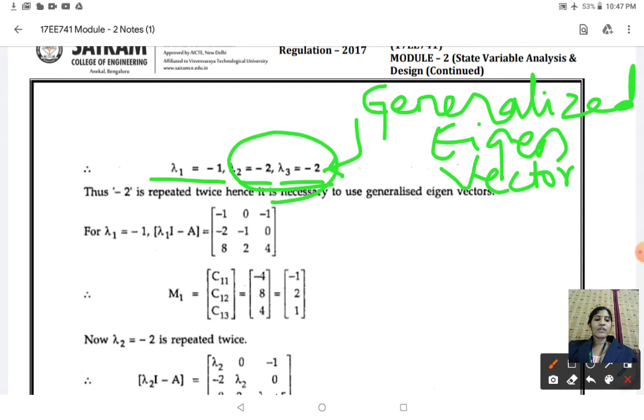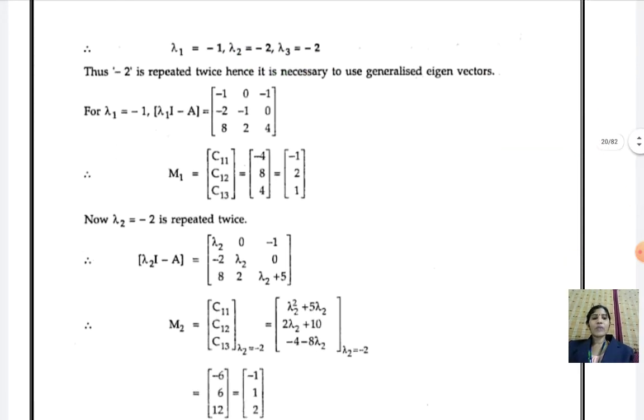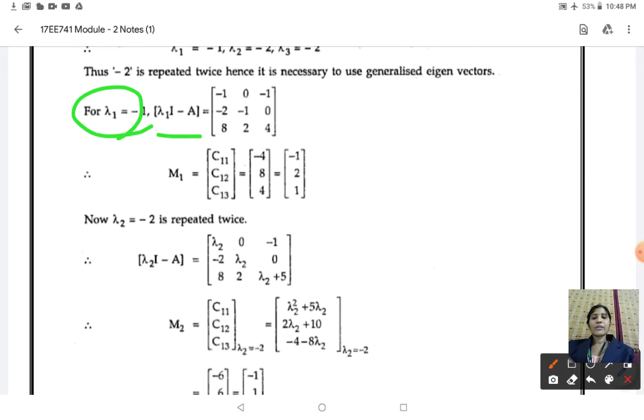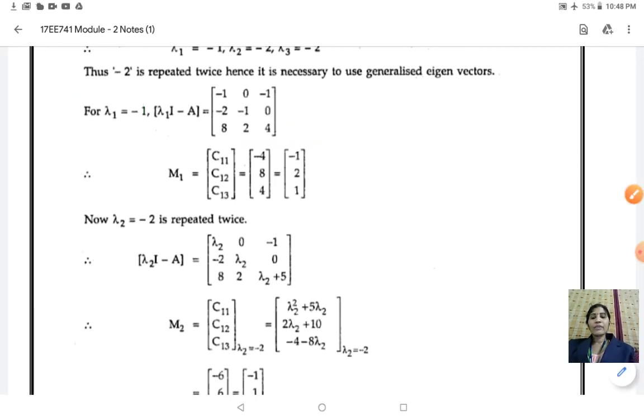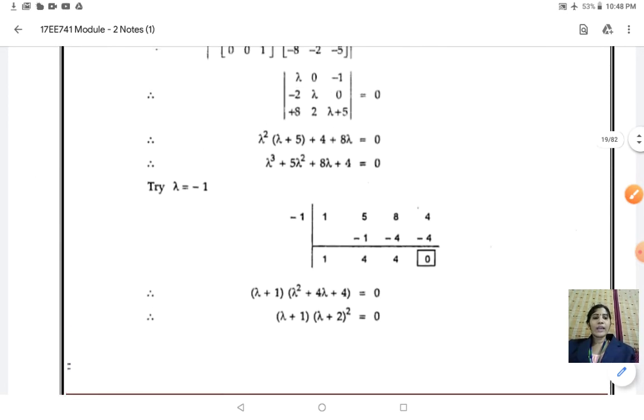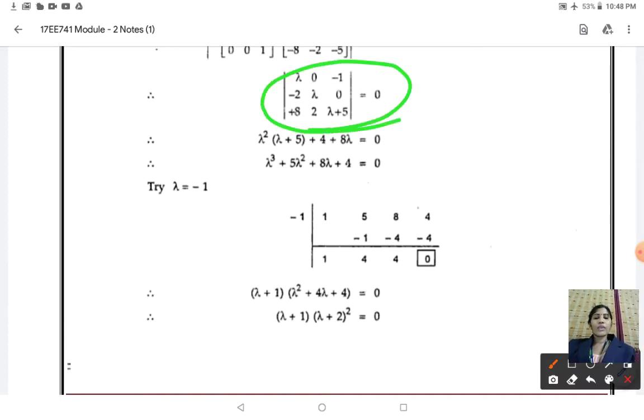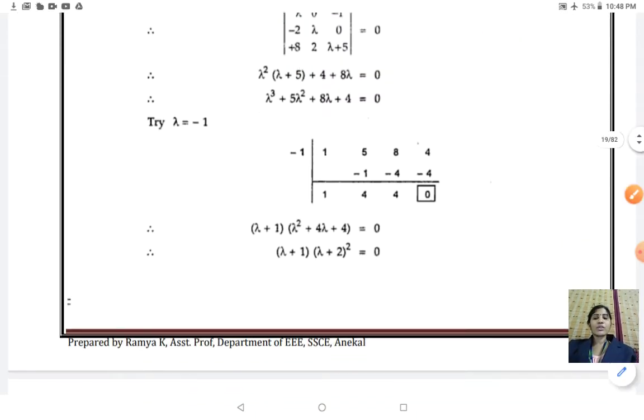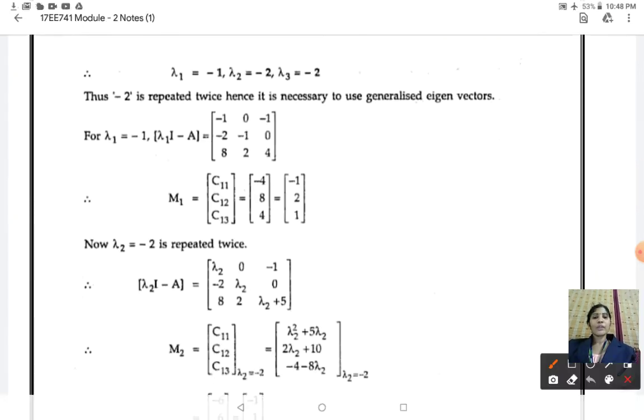So here first we will obtain at lambda 1 equal to minus 1, what is your lambda I minus A. At lambda 1 equal to minus 1, lambda I minus A is going to be [-1, 0, -1; -2, -1, 0; 8, 2, 4]. This matrix is obtained by substituting the value of lambda as minus 1 in the lambda I minus A equation. So when you substitute lambda equal to minus 1, you will be getting this particular matrix.